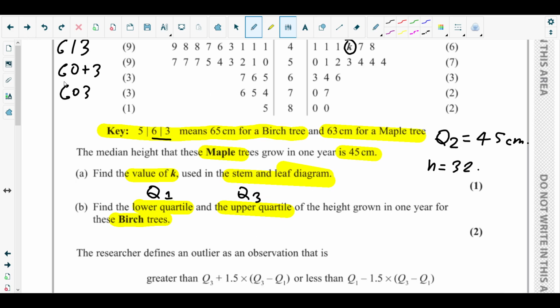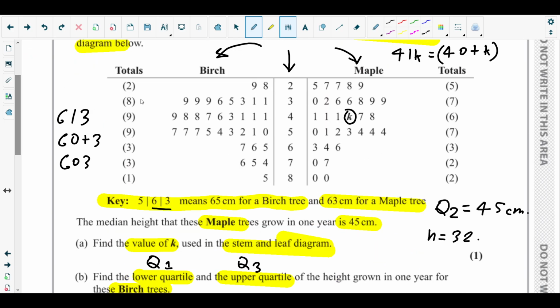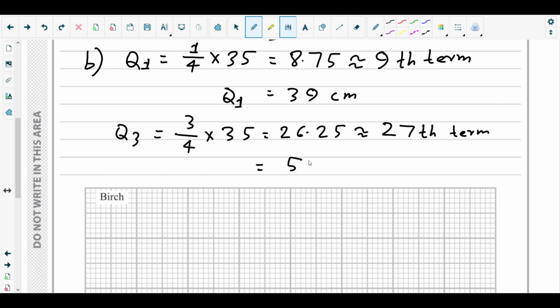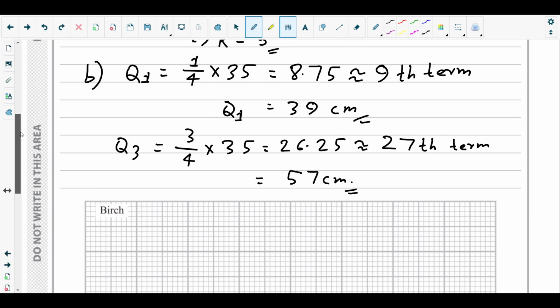Let's look for the 27th term from the stem and leaf diagram. The 27th term is basically 2, 8, 10, 19, and then 28. This one is the 27th term, right? Just before the 28th term. Yeah, so this is 57. So we got the upper quartile, that is 57 centimeter. That's it. So the lower quartile is 39, the upper quartile is 57. Done. Next.